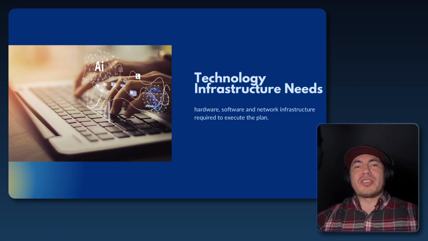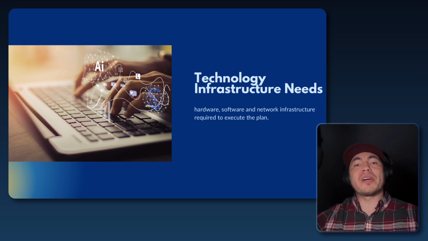BIM relies on technology, so we also need to talk about technology infrastructure needs. We need the right tools to get the job done, and that means having the necessary hardware, software, and network infrastructure in place. This section covers everything from which modeling software we are using to ensuring that the network can handle large BIM files. It is about making sure the tech won't hold us back and that everyone has what they need to contribute to the project.